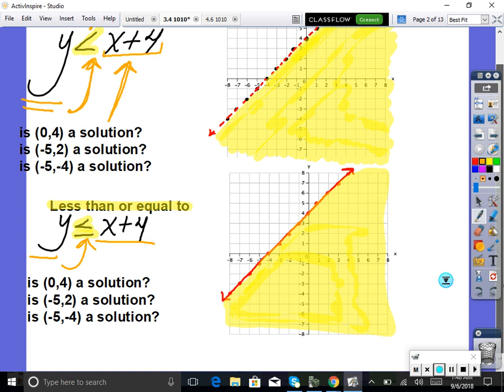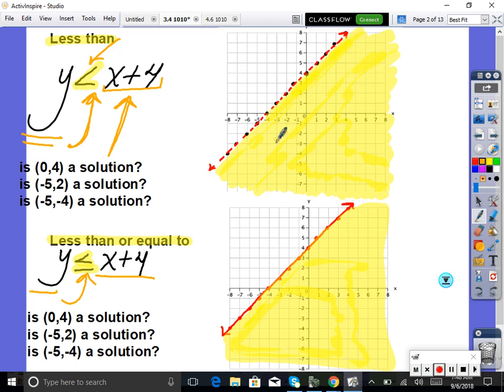Now I'm going to ask you a question. On this one, is 0, 4 a solution? Over 0 at 4. But remember, this is a dotted line, so anything that falls on the line in this one is not a solution. Does that make sense, everybody? So this one would actually be a no. How about negative 5 up 2? Is it in the shaded region? No, so it's not a solution. How about negative 5, negative 4? Negative 5, negative 4 is in the shaded region. We all see.